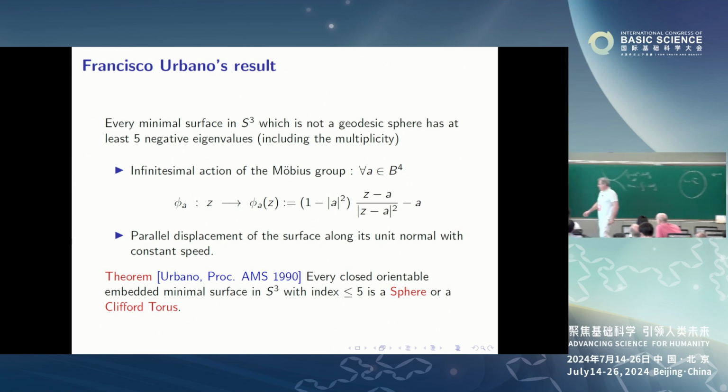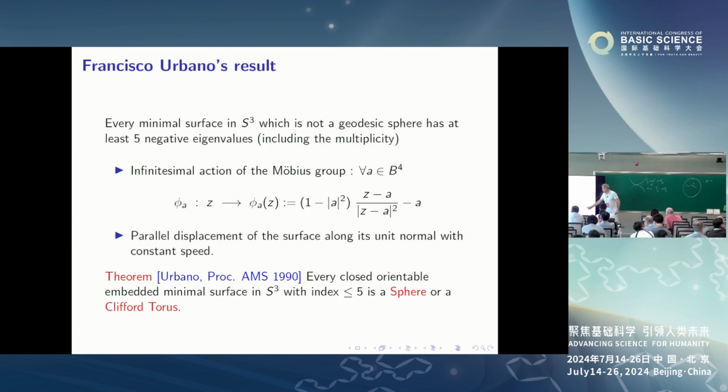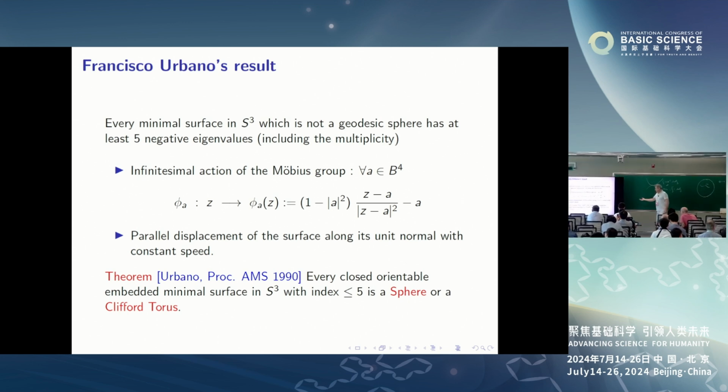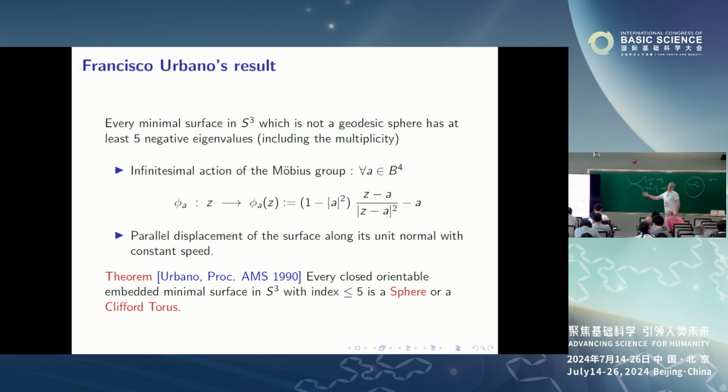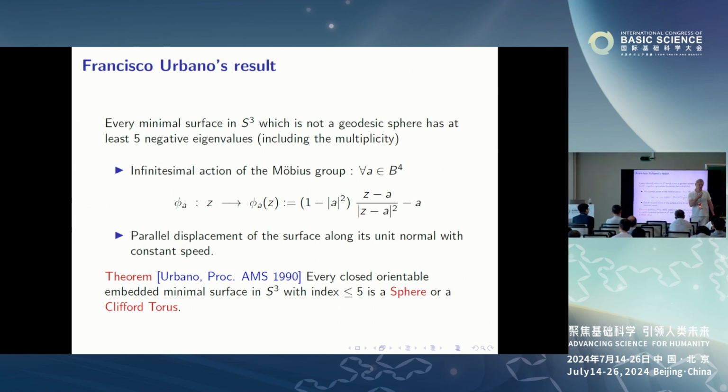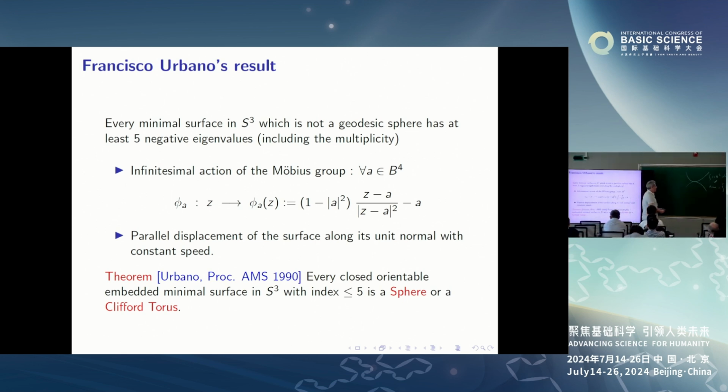Every closed orientable embedded minimal surface in S3 with index less than or equal to 5 is either the sphere or the Clifford torus, the previous torus. Okay? So if you restrict to that, you have only this one. So in that sense, not anymore for the Willmore energy, but for the area, the Clifford torus is optimal because it is a surface which has exactly these negative directions.